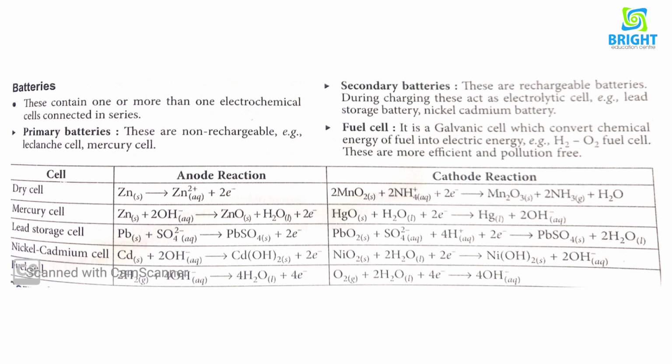Then we are discussing the fuel cell. It is a galvanic cell which will convert the chemical energy of a fuel into electrical energy. Example, the H2-O2 fuel cell: 2H2 plus 4 OH- gives 4 H2O plus 4 electrons, and the cathode reaction is O2 plus 2 H2O plus 4 electrons gives 4 OH-. Go through that reaction very well, study this topic very well and make it clear.